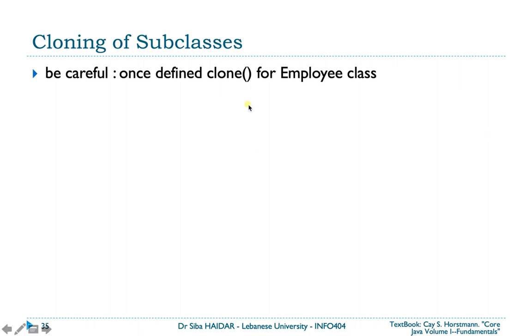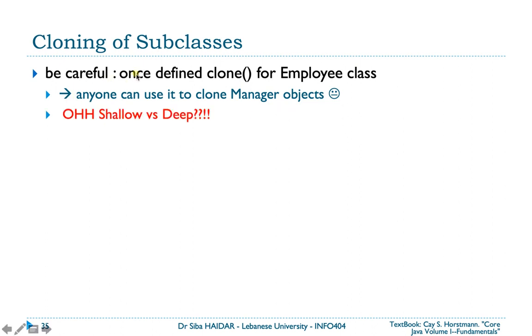Here come the problems: cloning of subclasses. Always with subclasses, when inheritance comes into play, it brings problems with it. Be careful, once you define clone for the Employee class, anyone can use it to clone Manager objects. Oh yes. And what if Manager objects contain immutable or mutable objects? What if Manager objects contain, in addition to the Employee instance fields, a new instance field that is mutable? We will begin to worry. Will the clone method become shallow? Yes, it will become shallow.